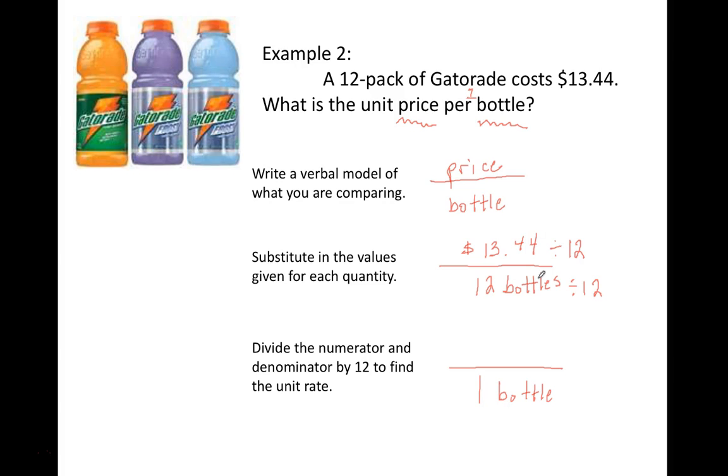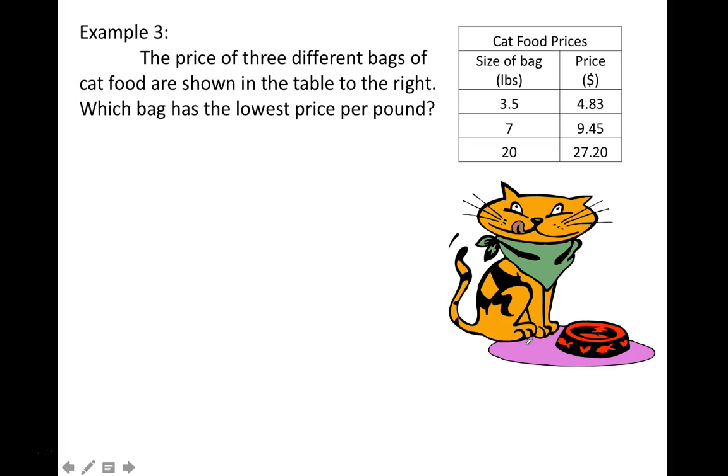Now, for this chapter, I will allow you to use a calculator. So if we typed in $13.44 divided by 12, that would give us a cost of $1.12 per bottle of Gatorade. Okay, moving on to example 3.